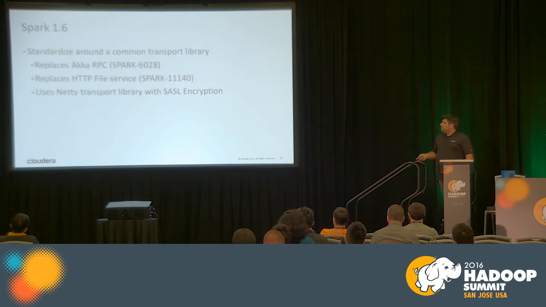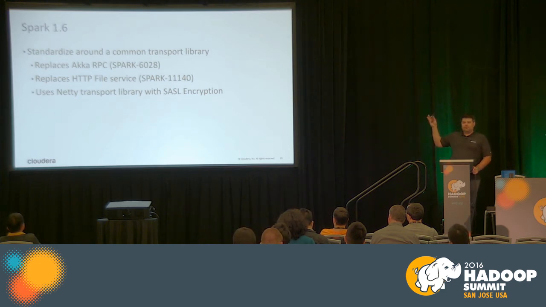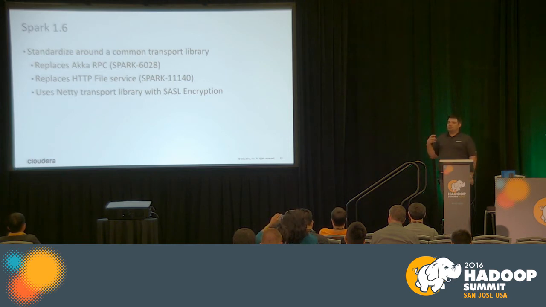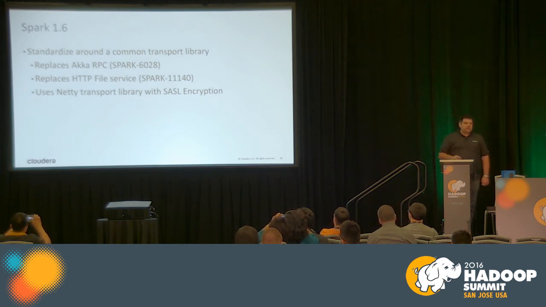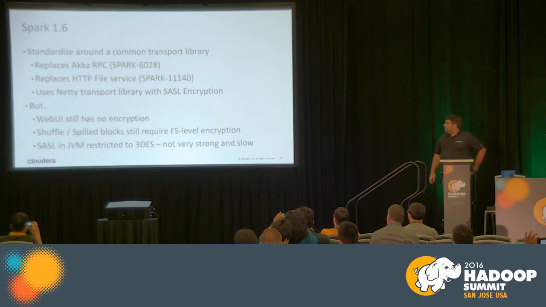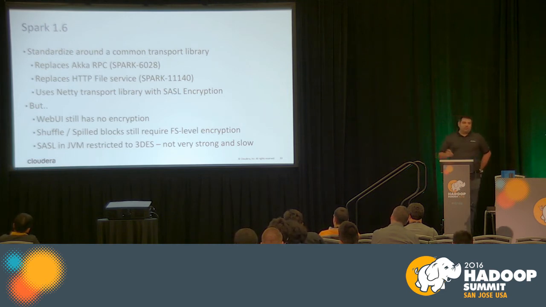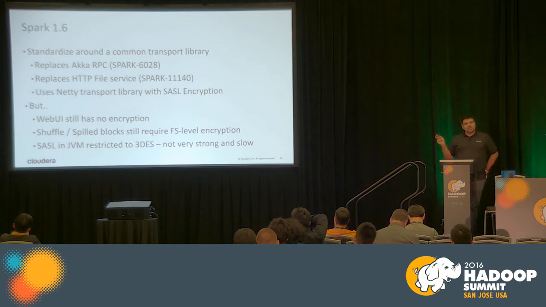And so in 1.6 and beyond, there's been significant work to replace a lot of these communication mechanisms with a single common Netty networking library that uses SASL encryption. But the web UI still has no encryption or authentication. It's sort of okay because there's not a lot of sensitive data in the web UI. The shuffle and spilled blocks still require file level, block level encryption. And another issue is that SASL in the JVM is really slow, and it also uses triple DES by default, and it's not very strong if you really care.